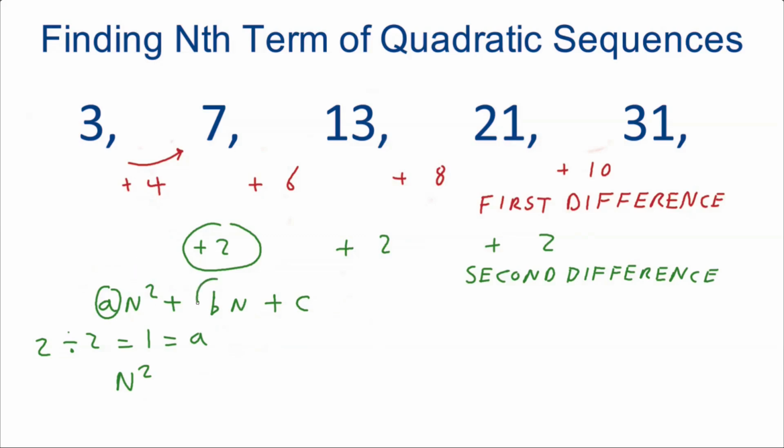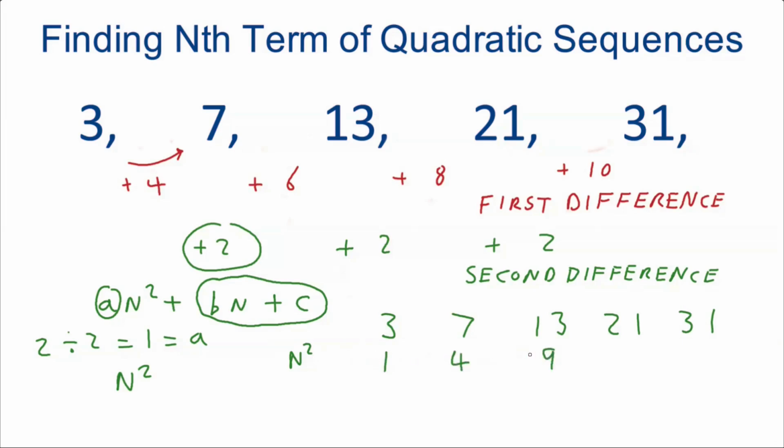We now need to find this bit. So what we need to do is take away the n squared part from the sequence, and we'll be left with the linear part. So let's have a go. We're going to put down the original sequence, and I put down the n squared part underneath, for each term. So this is term 1: 1 squared is 1. 2 squared is 4. 3 squared, 9. 4 squared, 16. And 5 squared, 25.